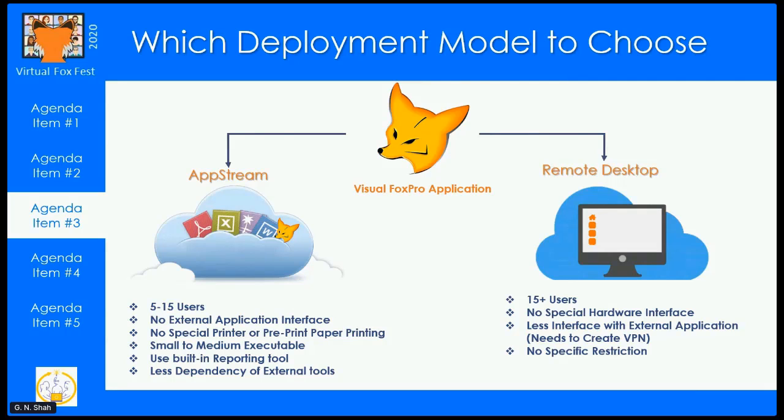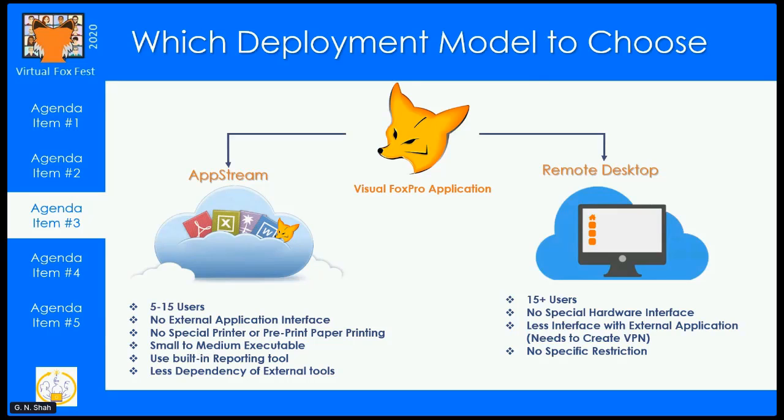And I will show you some examples of how you can deploy an application without making big modifications. And this is my understanding based on my experience. If you have 5 to 15 users, even though this company does not restrict any user limit, you can go as many as you want. But if you have 5 to 15 users, AppStream runs perfectly fine, especially if you don't have any external application or hardware interface. If you have an external application interface, it's still fine. But if you don't have it, it's good for AppStream.